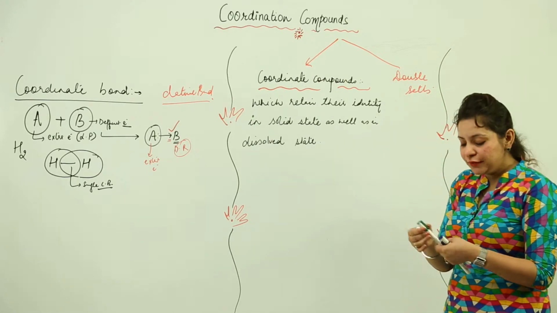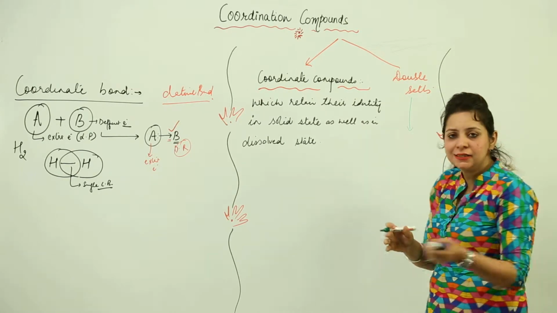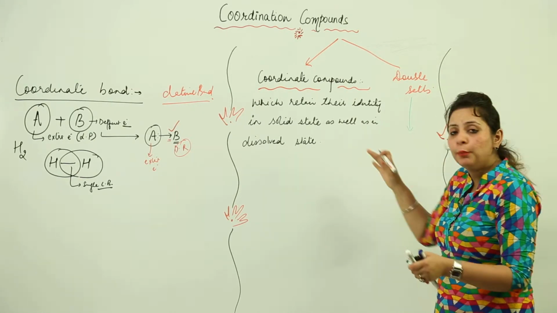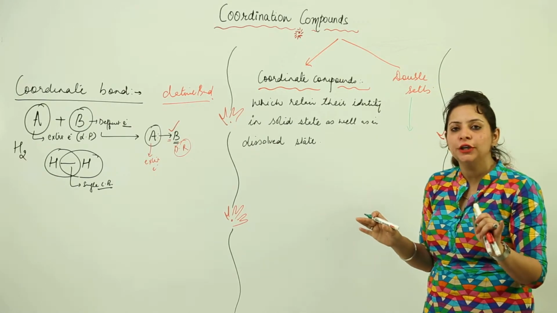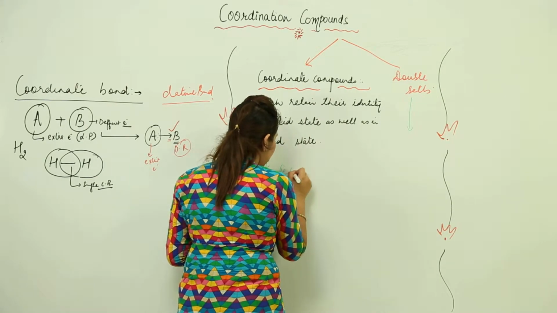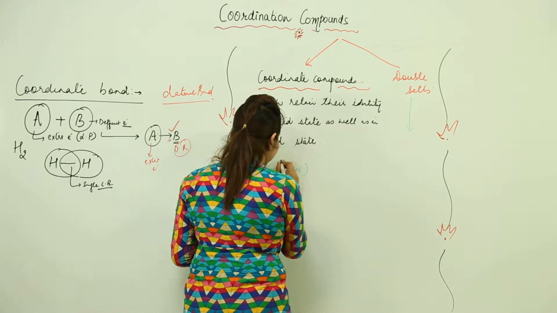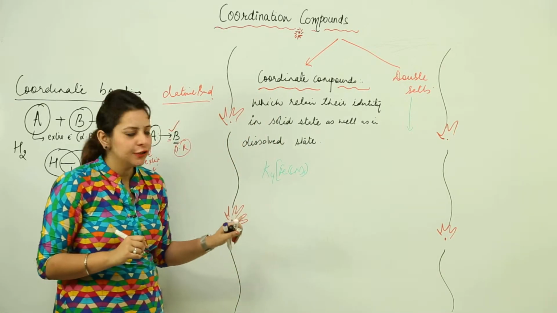So what happens if we talk about double salt? I'll take an example, then I'll explain. Both are addition molecular compounds. Let's say an example of a coordination compound is K4[Fe(CN)6]. This is an example of a coordination compound.